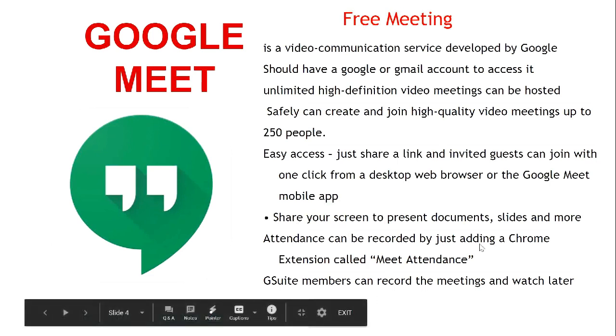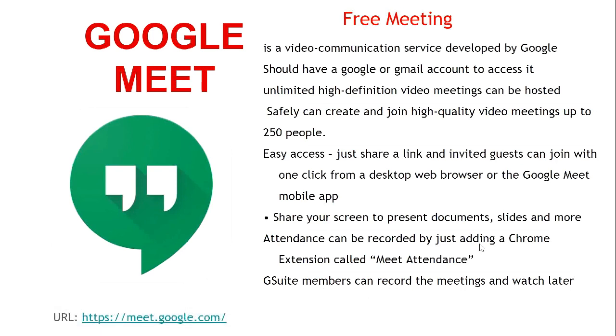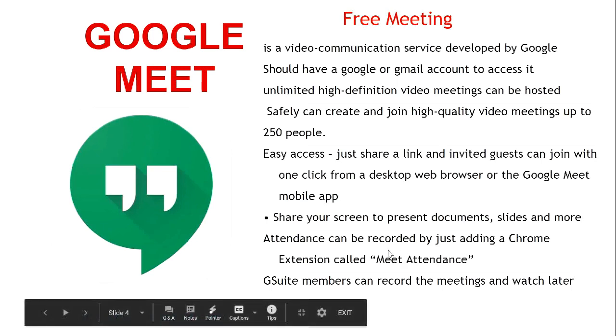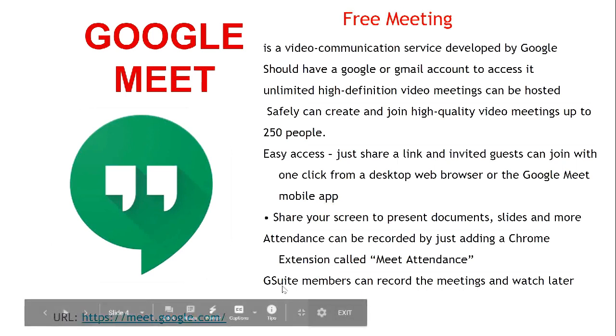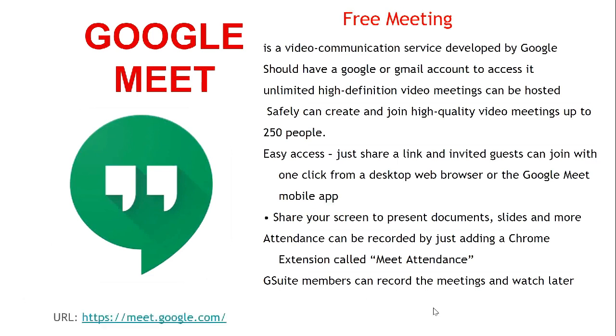And you can share your screen, and present documents and slides. One more advantage is that here you can record the attendance by including one Chrome extension called Meet Attendance. If you have included that Meet Attendance Chrome extension, automatically you can download the attendance as an Excel file. And G Suite members can record the meetings and watch them later. The recording you can place in your Google Drive, and anytime you can watch the meeting. So all these are the advantages.